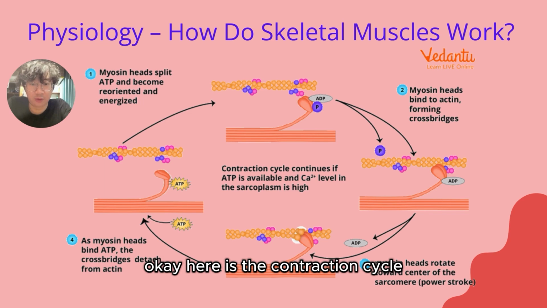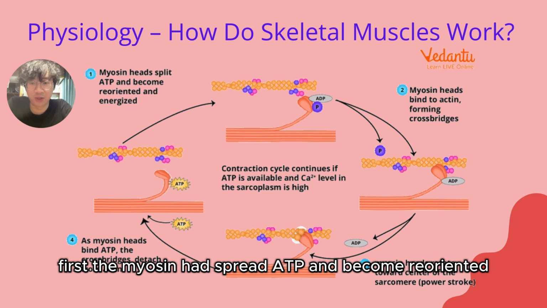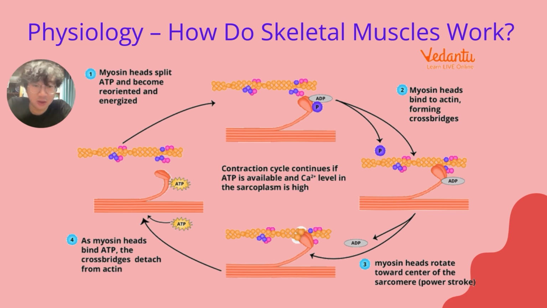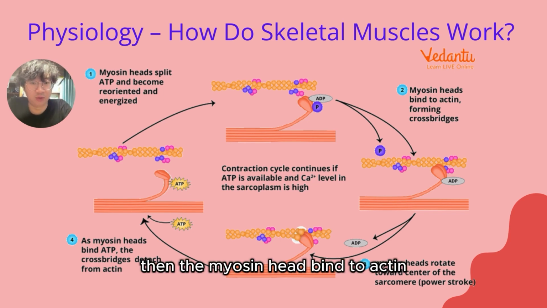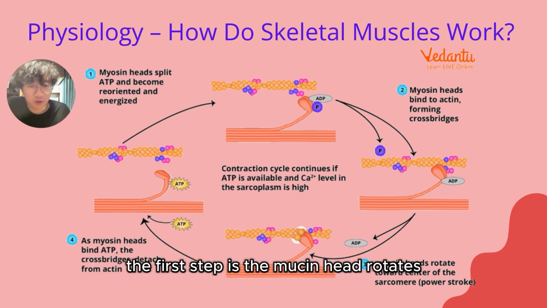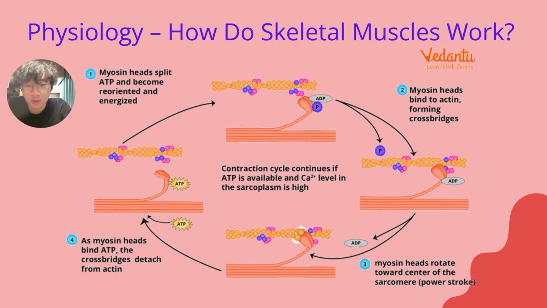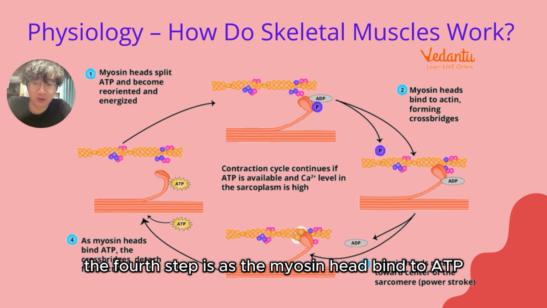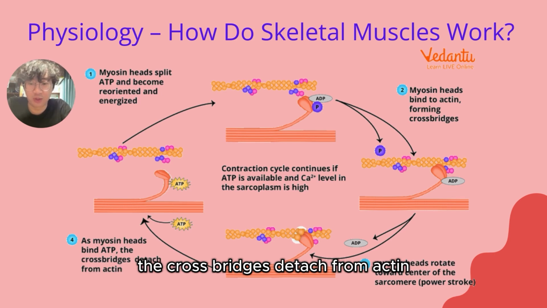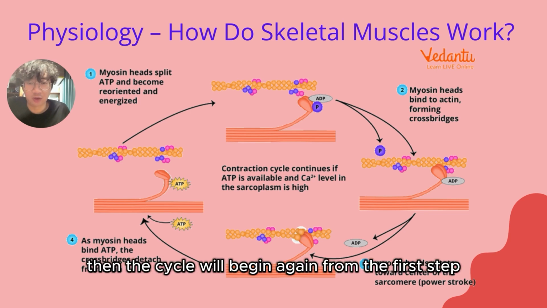Okay, here is the contraction cycle to show how myosin works. First, the myosin head binds ATP and becomes reoriented and energized. Then the myosin head binds to actin, forming the cross bridge. The third step is the myosin head rotates towards the center of the sarcomere. The fourth step is that as the myosin head binds ATP, the cross bridge detaches from actin. Then the cycle begins again from the first step.